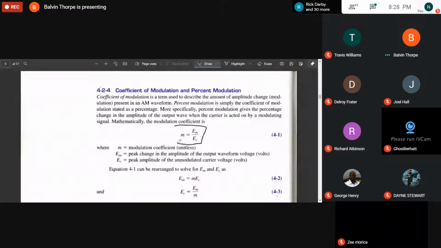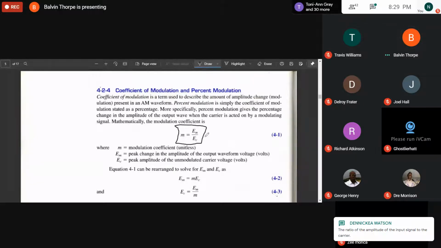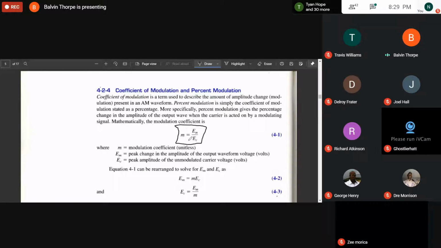Here, for a modulated wave, this is what modulation index is. So how much will the carrier change? It depends on how much the information signal amplitude changed for amplitude modulation. So it is a ratio of the information signal peak amplitude to the carrier peak amplitude. Okay?